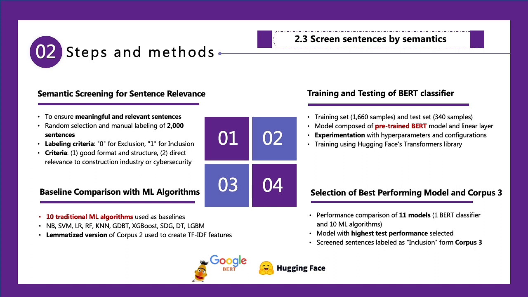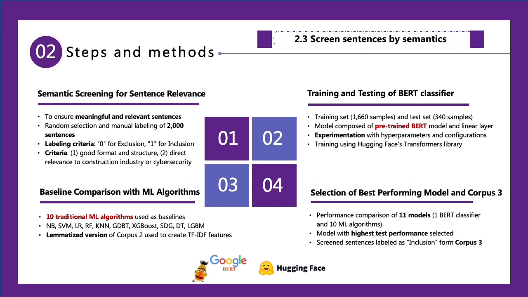Firstly, we manually label 2,000 sentences to ensure their relevance, using 0 for exclusion and 1 for inclusion. The criteria were good format and direct relevance to construction or cybersecurity. Secondly, we utilized 10 traditional machine learning algorithms for baseline comparison, using a lemmatized version of our second corpus to create TF-IDF features. Thirdly, we trained and tested a BERT classifier using Hugging Face's Transformers library.